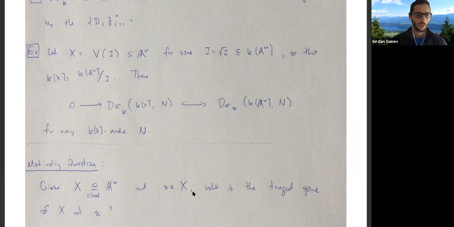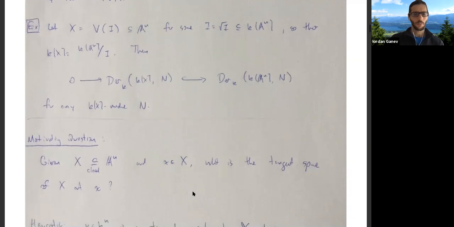So in other words, more precisely, if we have a Zariski closed subset X of A^n, and we have a point in that affine variety, what is the tangent space? How do we define the tangent space of X at that point?